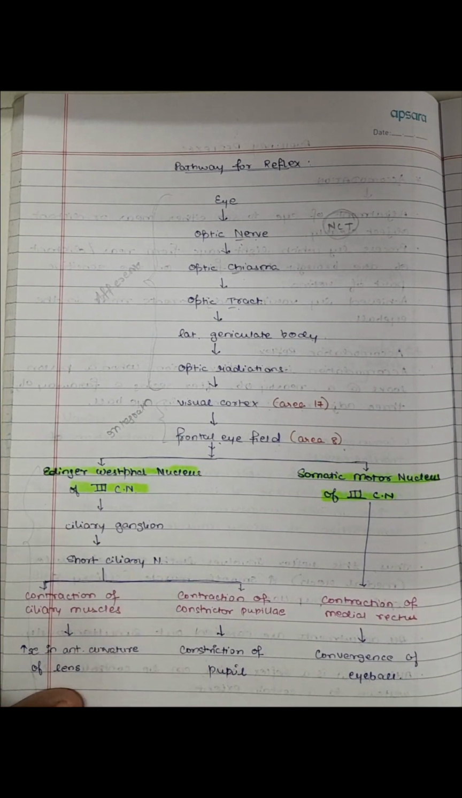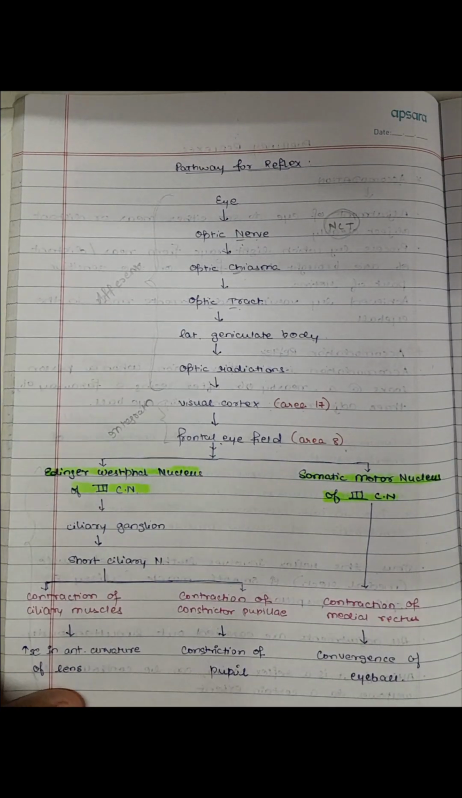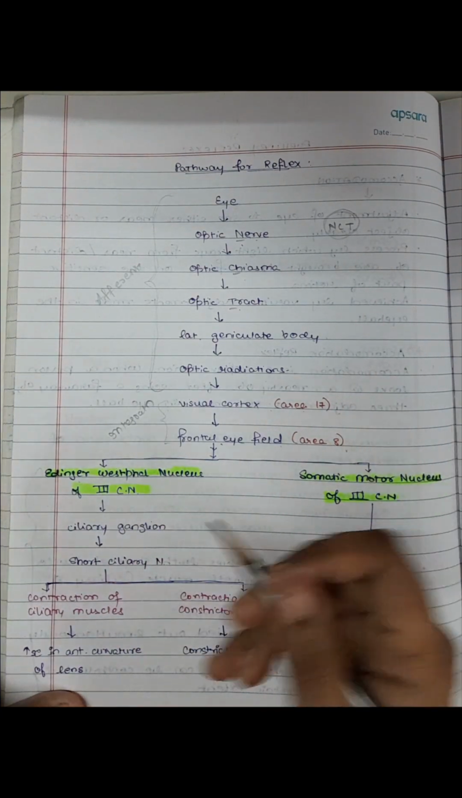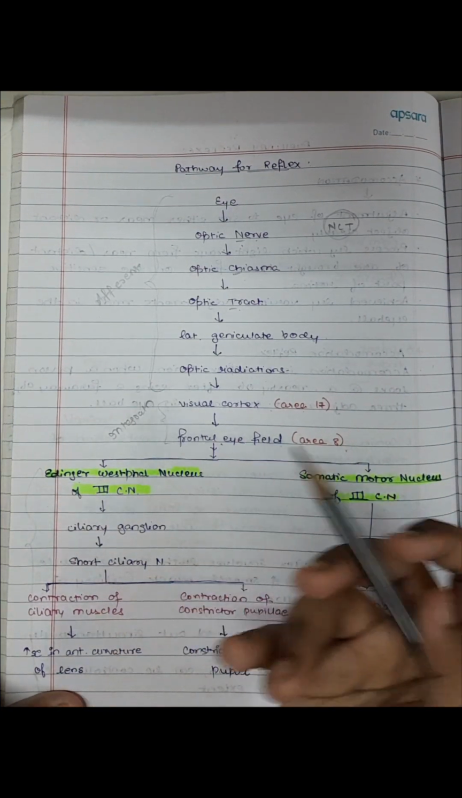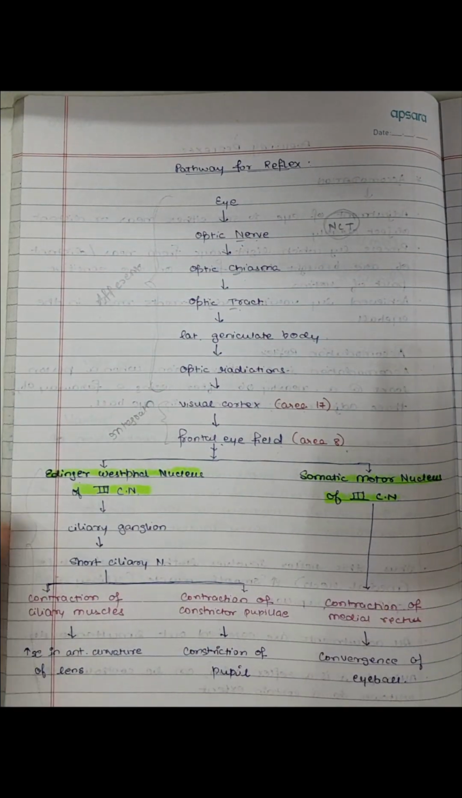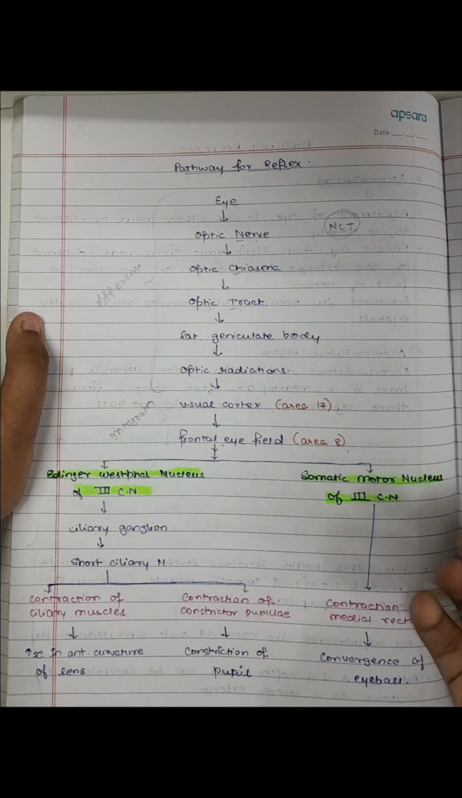Edinger-Westphal nucleus of the third cranial nerve. This is a new name. What I did was remember it as Edinger. It's a Western kind of name, right? Edinger-Westphal nucleus of the third cranial nerve. Nothing much you can do about it. That's the thing with the CNS. There are a lot of new names that you need to remember.